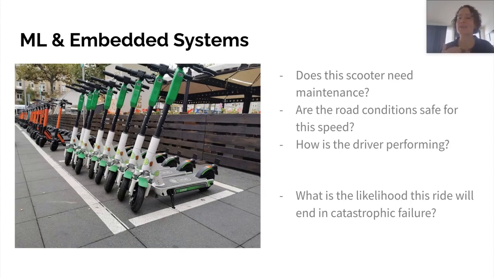And so when I think about the data they might be collecting, when I put on my data science and machine learning hat, and I think about the problems that they might want to solve, they might want to know about maintenance. They might want to know about road and weather conditions. They might want to know about driver performance. And really, the ultimate question they're trying to answer is this last one, which is: is this going to result in some sort of problem for the scooter or for the human or for the other things around the scooter and the human? And so these are the types of questions we ask when we think about data and machine learning.